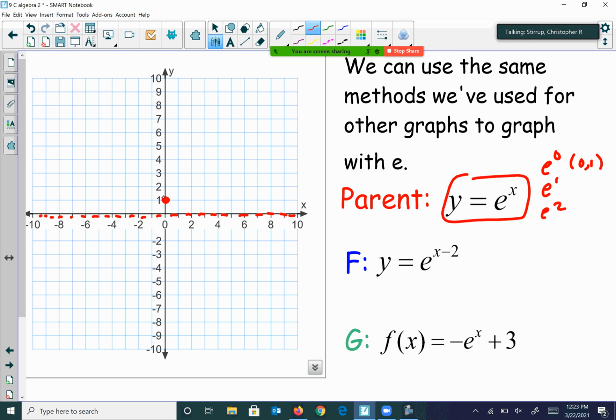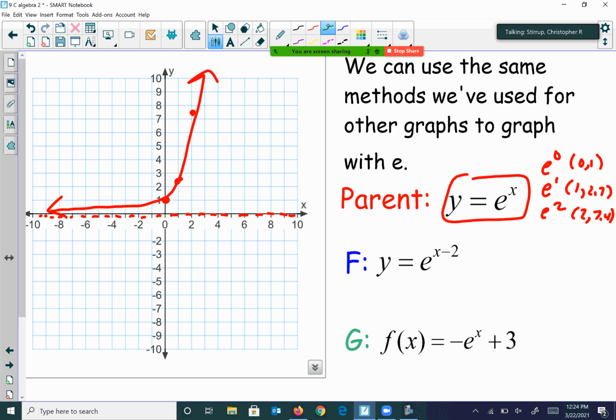And then e to the first is 2.7 roughly. So you get 1, 2.7 roughly, and that is here. And then e to the second, and again, I'm just plugging these values into a calculator, gives me 2, 7.4. So 2, 7.4 is up here. If I get negative values, that means I'm approaching my asymptote. So as I go to negative infinity, this is approaching the asymptote. As I go to positive infinity, as I go to the right, it grows away from it.